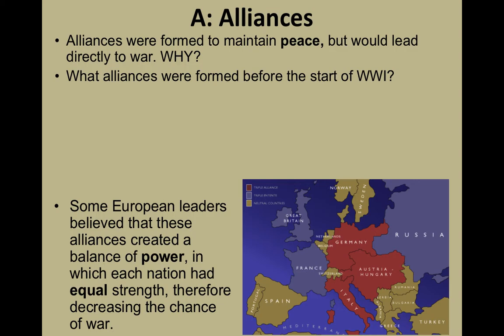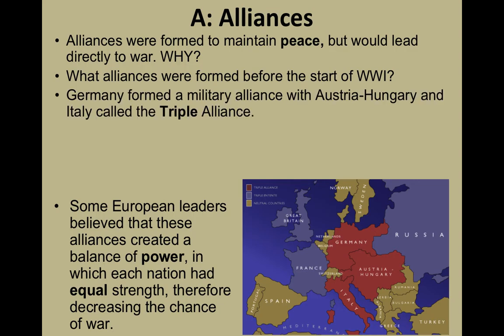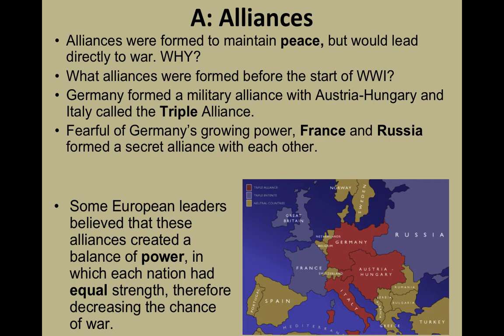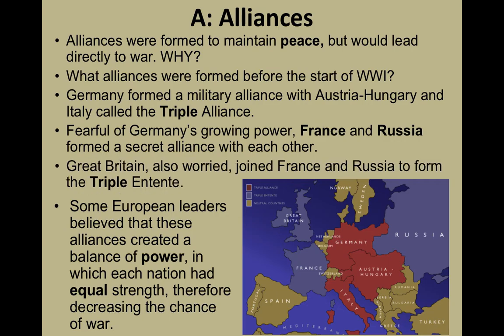Now, again, the two main alliances before World War I starts, you can see it there on the map. Germany formed a military alliance with Austria-Hungary and Italy. This was called the Triple Alliance, and you can see it in red there. And again, I told you about the Triple Entente. That was made up of first just France and Russia, but Great Britain joined in after Germany started building up their military and after Germany was involved in other areas of the world.